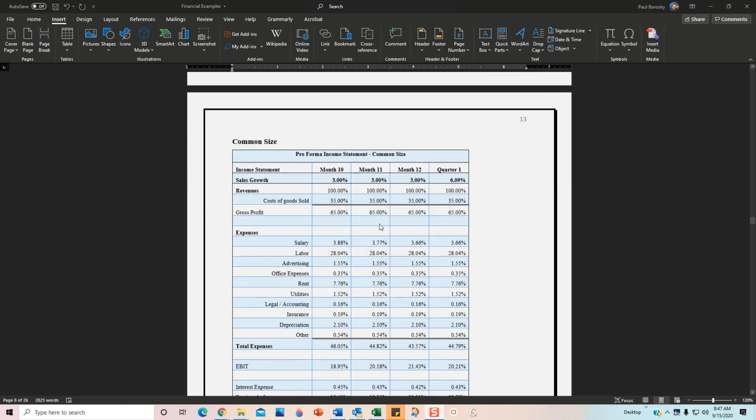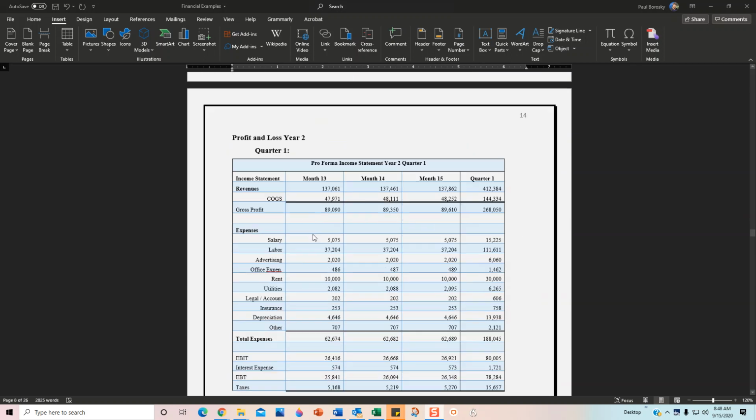I also do include a common size, which shows your revenues as percentages and your different costs as percentages of revenues. From there, what we do is I then go into profit and loss for year 2, same strategy, quarter 1, and then we go from month 13, 14, and 15.